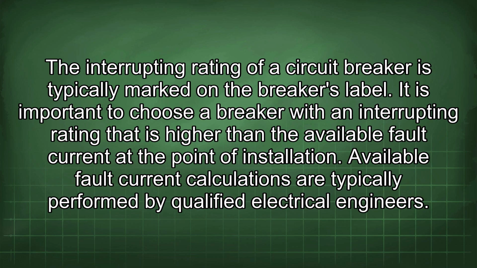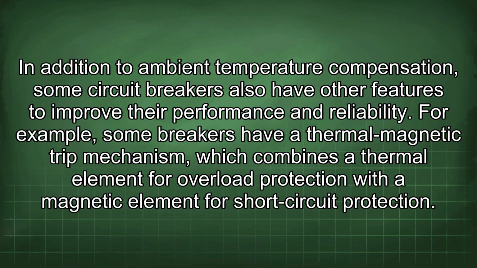It is important to choose a breaker with an interrupting rating that is higher than the available fault current at the point of installation. Available fault current calculations are typically performed by qualified electrical engineers. In addition to ambient temperature compensation, some circuit breakers also have other features to improve their performance and reliability. For example, some breakers have a thermal magnetic trip mechanism, which combines a thermal element for overload protection with a magnetic element for short circuit protection.